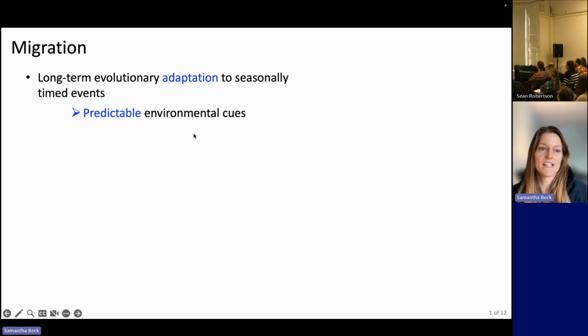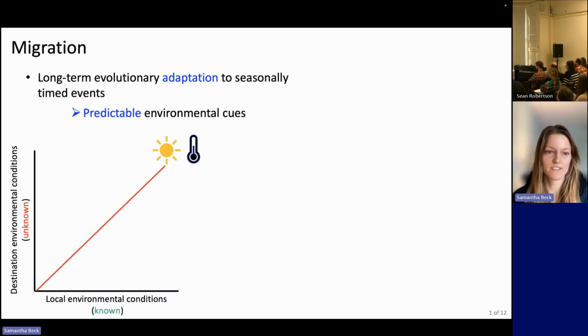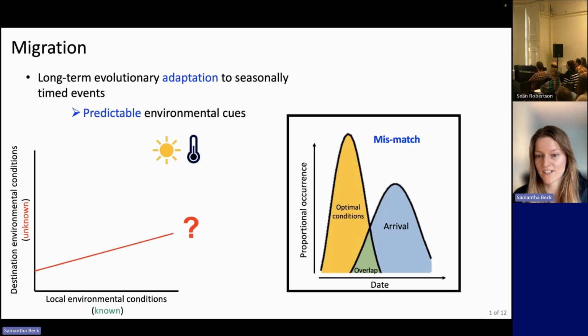So migration is a long-term evolutionary adaptation to seasonally timed events, and it's evolved through predictable environmental cues, whereby individuals migrate from their known local environmental conditions to unknown destination environmental conditions. So they use proxies like temperature and photoperiod, so day length, as an indicator of when to leave their rivers, if we're talking about fish, or when to leave their current environments to then migrate to their destination. But with rapid environmental change, decoupling is occurring between known and destination conditions. So this might result in individuals arriving at their destination outwith those optimal conditions, resulting in population declines.